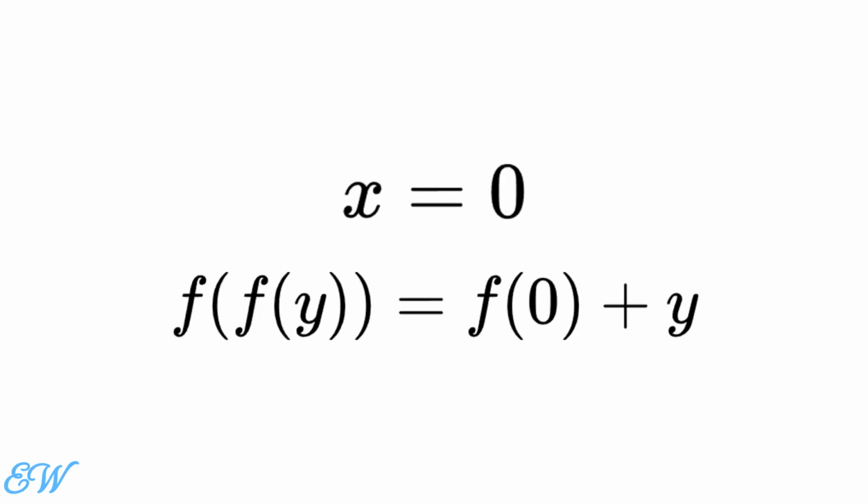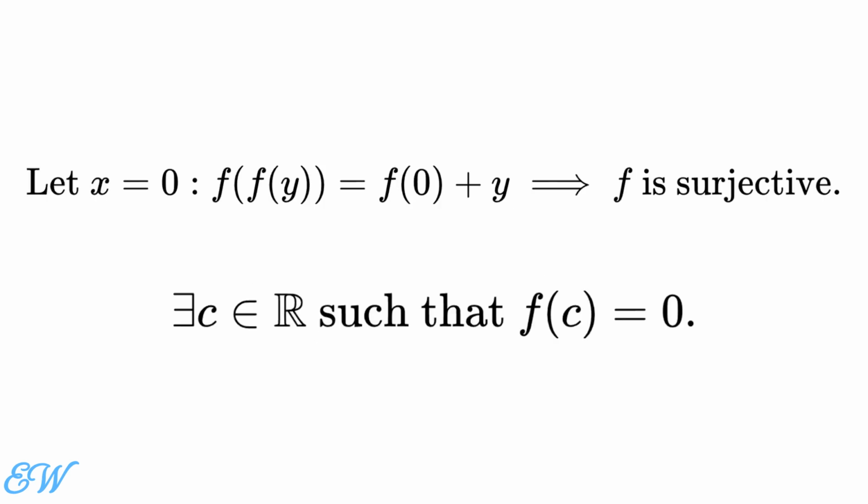So let's plug in x is equal to 0. Plugging this in, we get that f of y is equal to f of 0 plus y. Now using that information, we can prove that f is surjective. Surjective means that its range spans all real numbers. So firstly, if you look at f of 0 plus y, as we plug in a real number for y, that is always going to equal a real number, meaning the same for the left side.